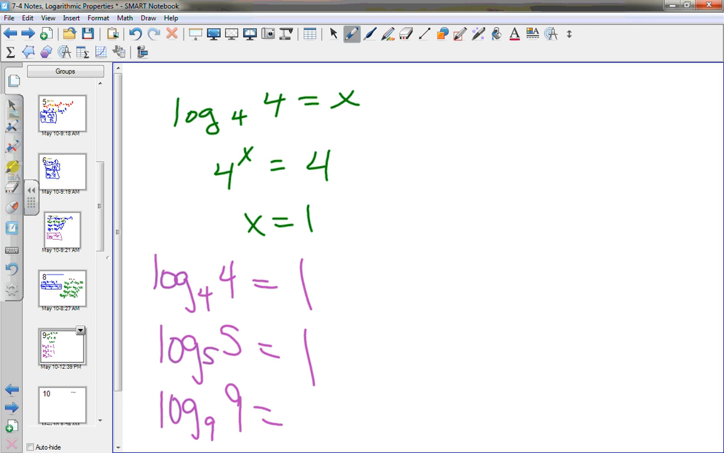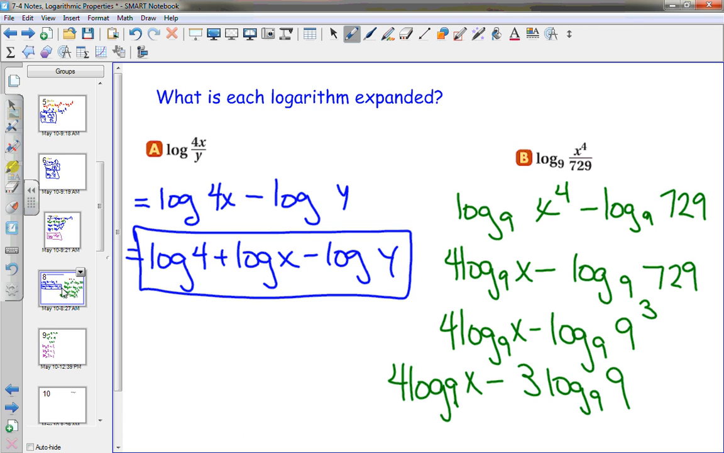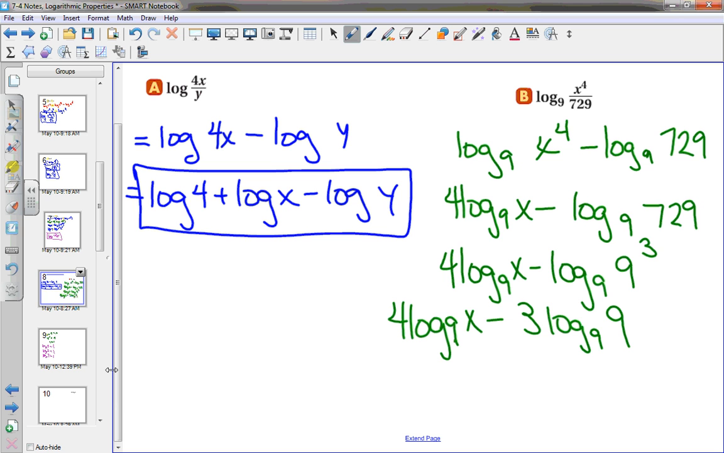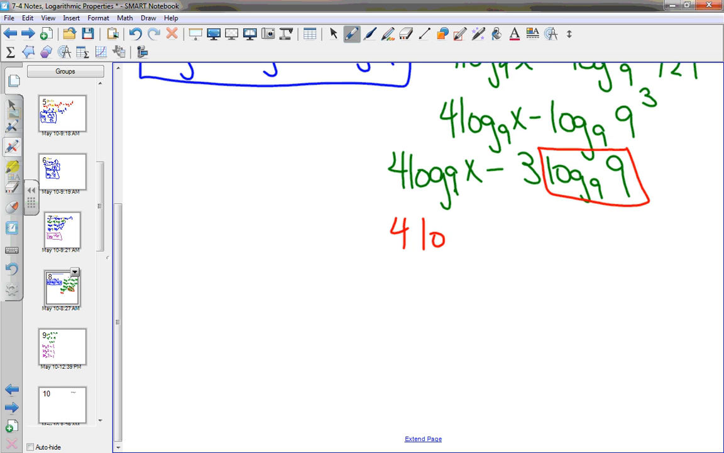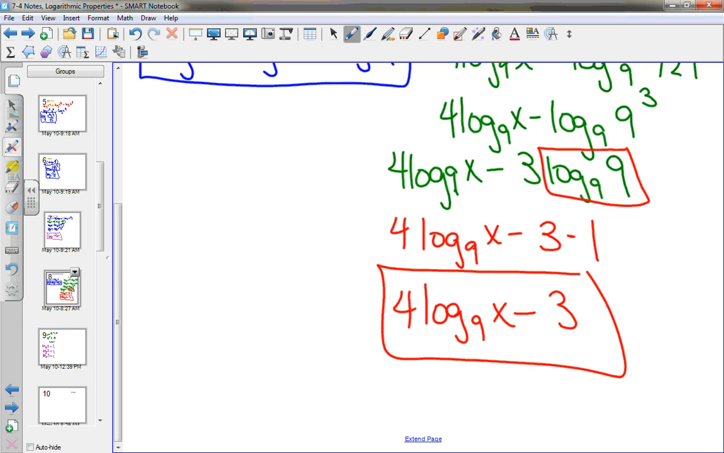So if I go back to this problem here, what does this junk right here turn into? Do we understand that that turns into 1? Yes? So this whole thing is going to be 4 log base 9 of x minus 3 times 1. What is 3 times 1? 3. Now that is expanded and reduced.